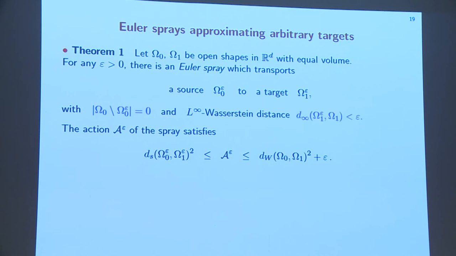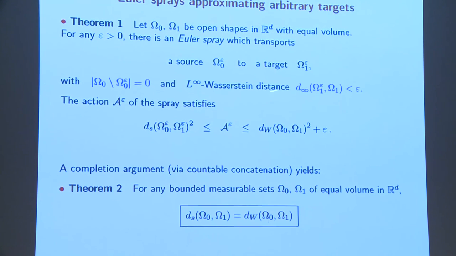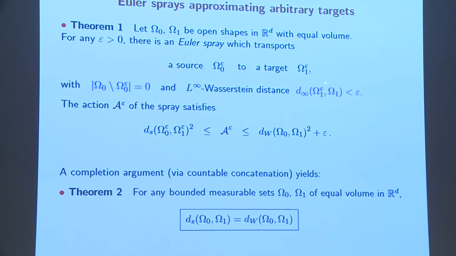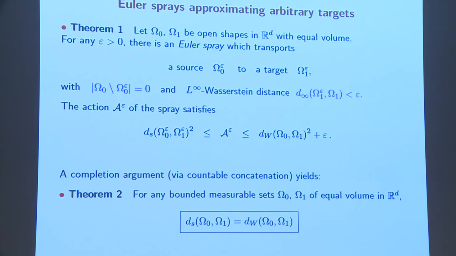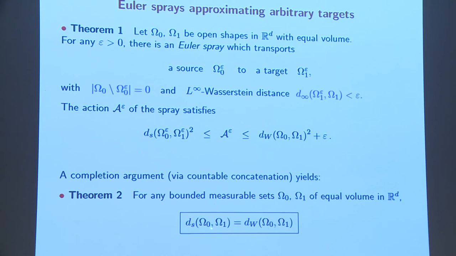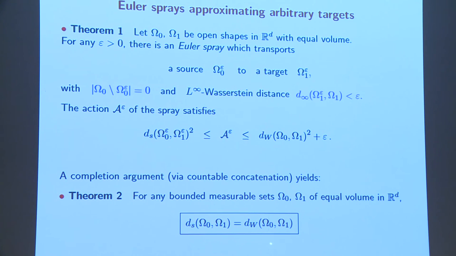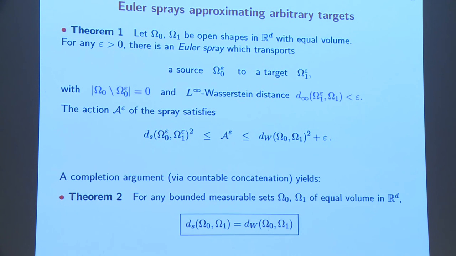What this estimate says, actually, if you think about the completion, is the following. By approximating omega 1 better and better by a sequence of sets, I can concatenate those paths and get an exact connection, not a geodesic connection, but an exact connection between omega 0 and omega 1. And I find out that the infimum of paths connecting omega 0 and omega 1 is the Wasserstein distance. So there's no gap.